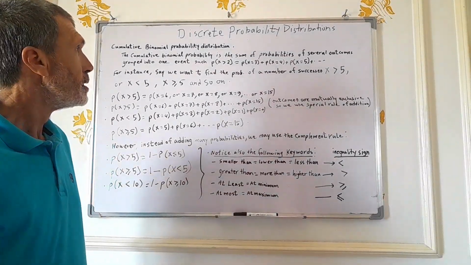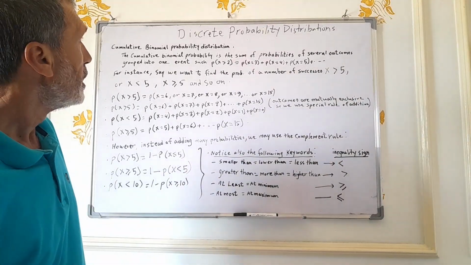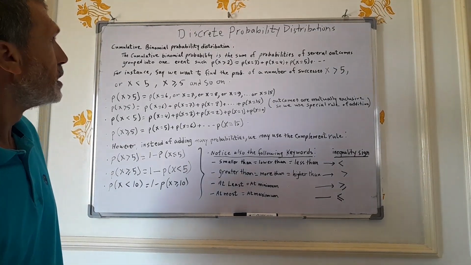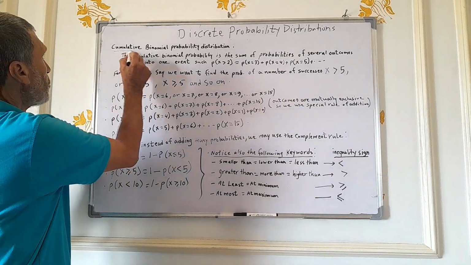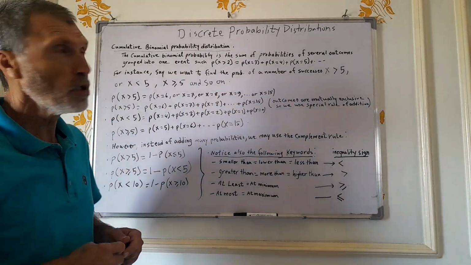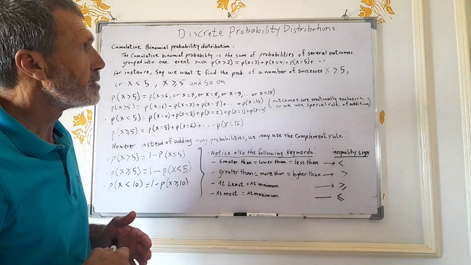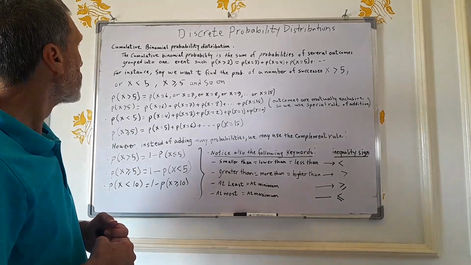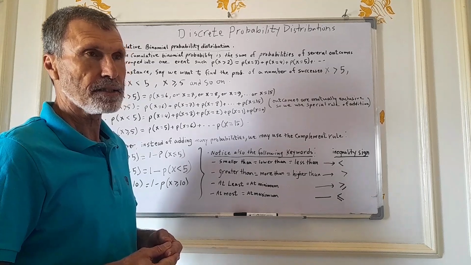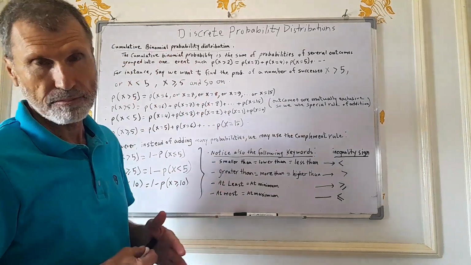Now we move to perhaps the last topic in this chapter on discrete probability distributions, which is the cumulative binomial probability distribution. What we mean when we say cumulative binomial probability is the sum of probabilities of several outcomes grouped into one event. For instance, the probability of x greater than 5 if n, suppose, is 10.